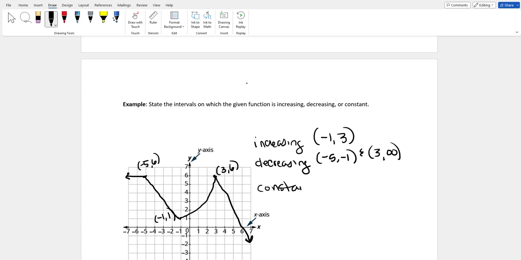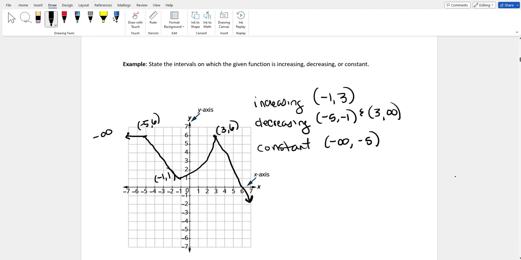As far as the constant value, where we have a horizontal line, if you look out here, this is negative infinity. It's coming from negative infinity to negative 5, and that's the constant because we have a horizontal graph, a horizontal line.